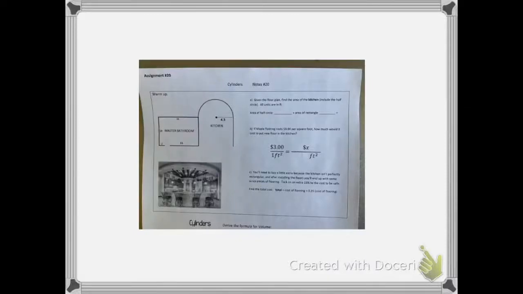For notes number 20, the goal is to find the surface area and volume of cylinders. However, the warm-up is an extension to the house flipping project, and in this scenario, we're going to be reflooring the kitchen and deciding how much it's going to cost. If we look at the kitchen, it's made up of two different shapes, this rectangular shape here, and then the half circle here.